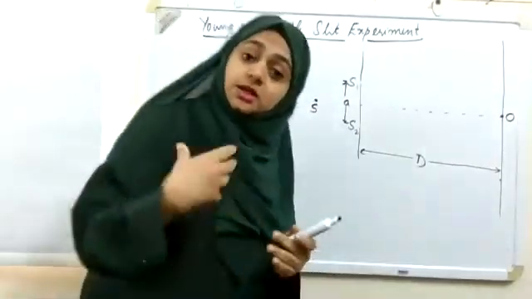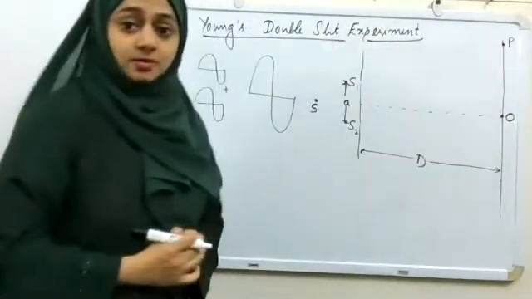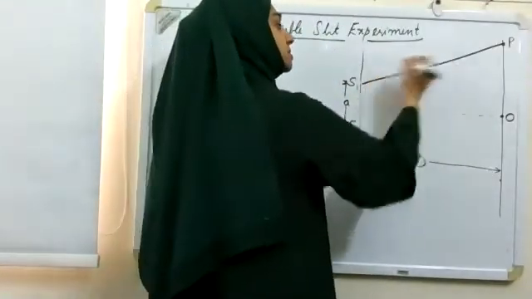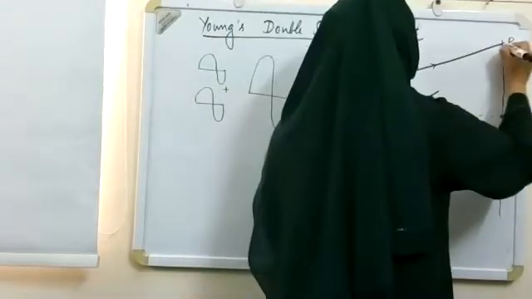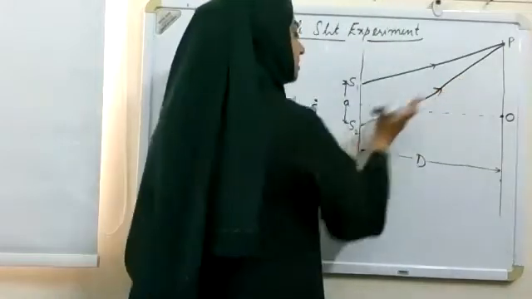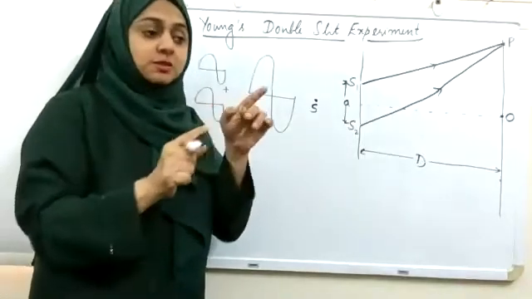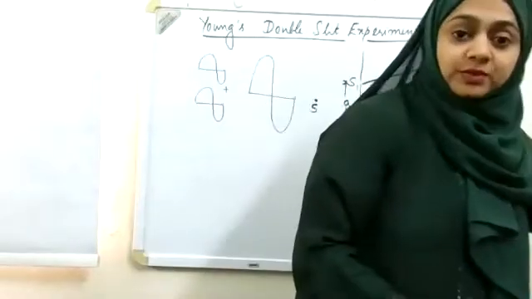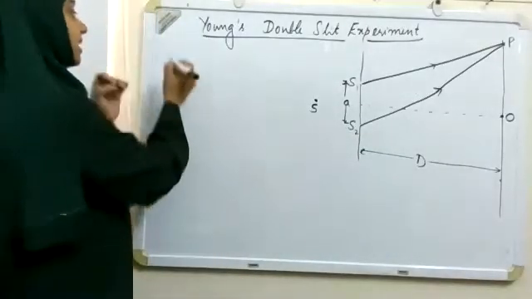Now, if you consider any other point, suppose I am considering a point P here. The light rays that reach from S1 to P have traveled a distance S1P in this direction, and the light ray which has traveled from S2 to P has traveled another distance. Path difference means the difference in distance traveled by these two waves. So let us find a relation between the phase difference and path difference.